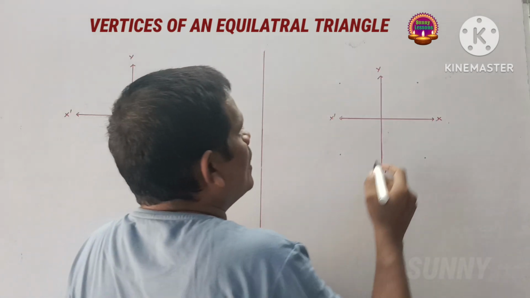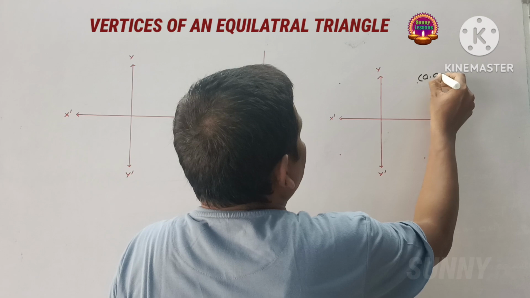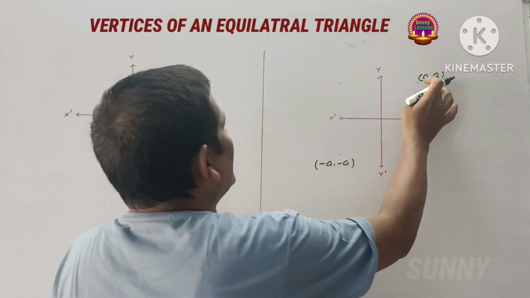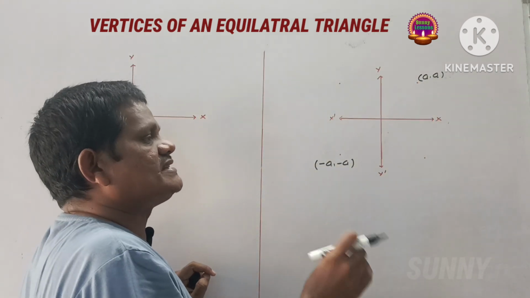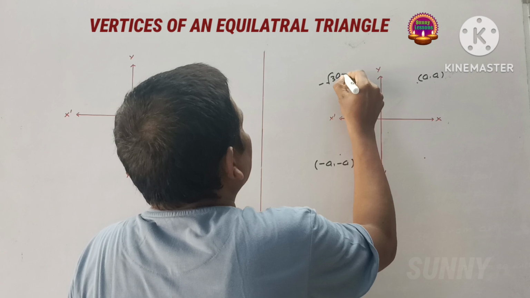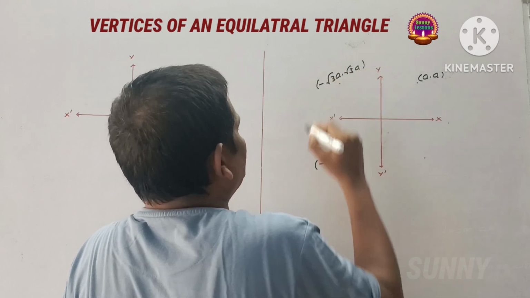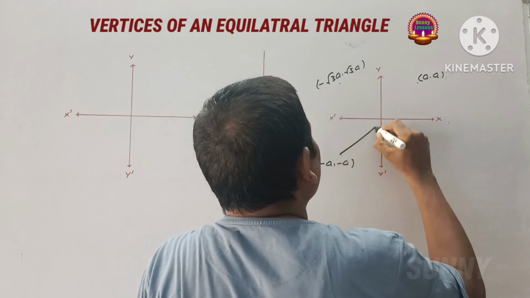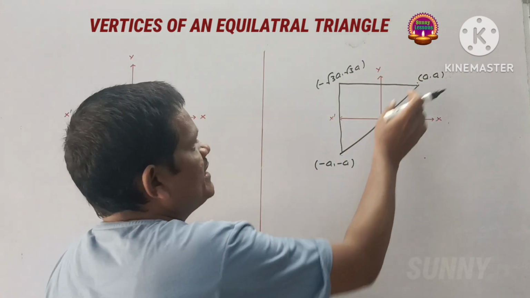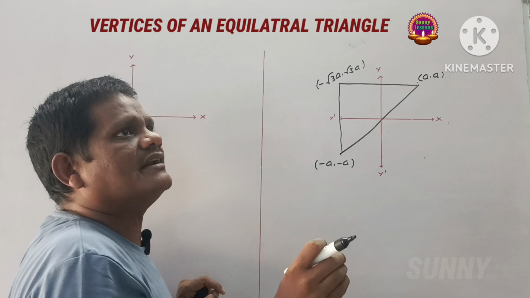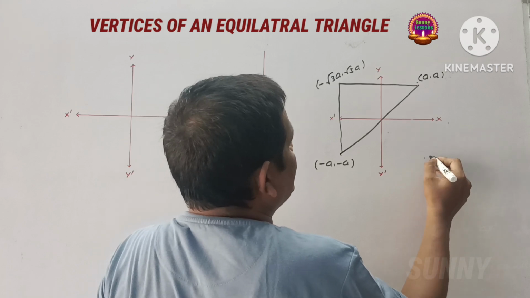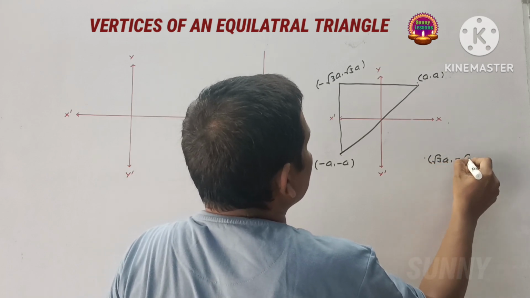The third model is: take one vertex of an equilateral triangle in the first quadrant, (a, a), and another in the third quadrant, (-a, -a). These are two vertices of an equilateral triangle. Then the third vertex lies in the second quadrant, so the point is (-root 3 a, root 3 a). If (a, a) and (-a, -a) are two vertices, then the third vertex can also lie in the fourth quadrant, so the point is (root 3 a, -root 3 a).